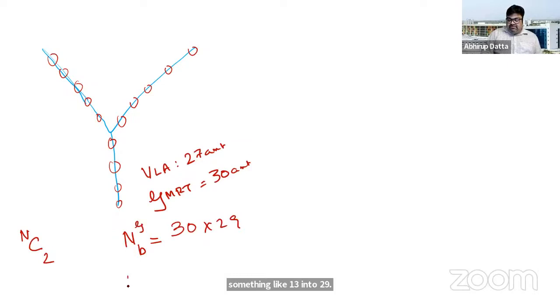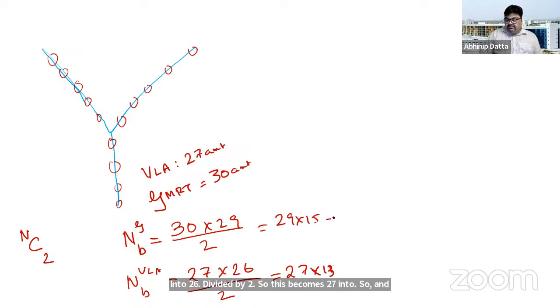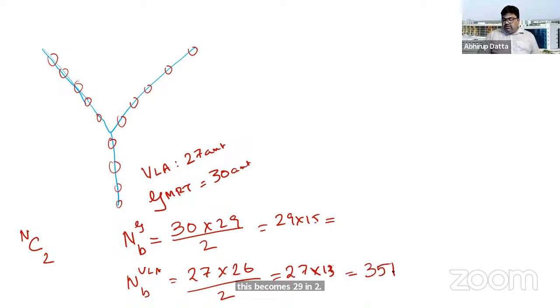And for VLA, this is nothing but 27 into 26 divided by 2. So this becomes 27 into 13, and for GMRT this becomes 29 into 15. This is about 351, and this is about 435. Okay, that is the number of baselines.